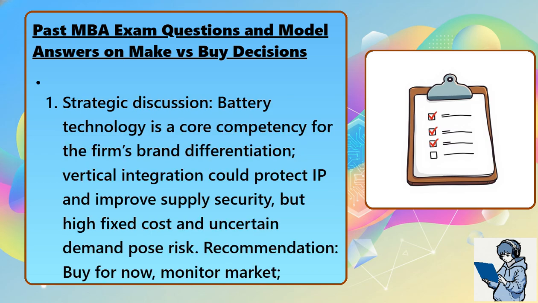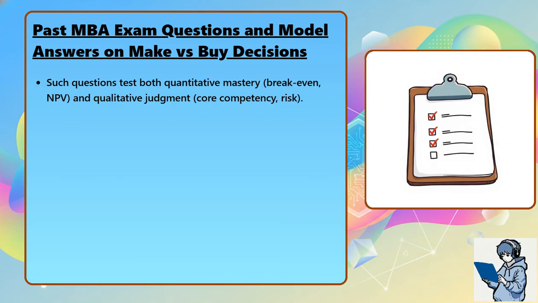Strategic discussion. Battery technology is a core competency for the firm's brand differentiation. Vertical integration could protect intellectual property and improve supply security, but high fixed cost and uncertain demand pose risk. Recommendation: buy for now, monitor market. Consider phased integration if demand grows above break-even. Such questions test both quantitative mastery, such as break-even and net present value, and qualitative judgment, such as core competency and risk.